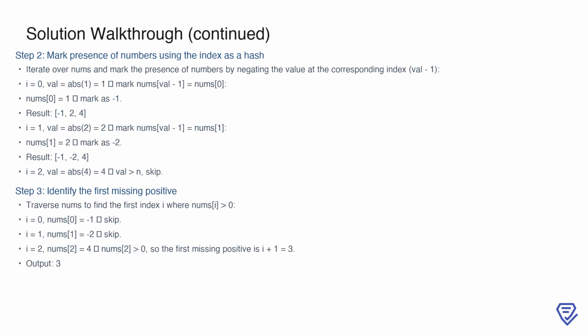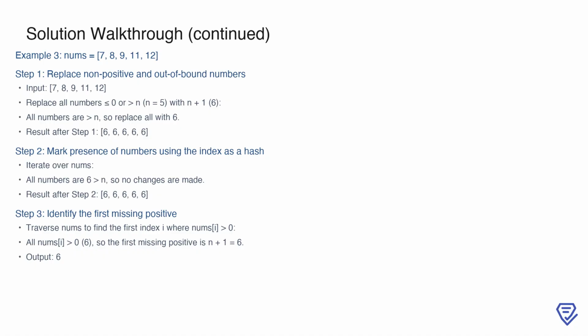To identify the first missing positive, we traverse the array and look for the first index i where nums[i] is positive. At i equals 0, nums[0] is -1, so we skip it. At i equals 1, nums[1] is -2, so we skip that as well. At i equals 2, nums[2] is 4, which is positive. Therefore, the first missing positive is i plus 1, or 3. Finally, let's consider the third example where nums is 7, 8, 9, 11, 12.